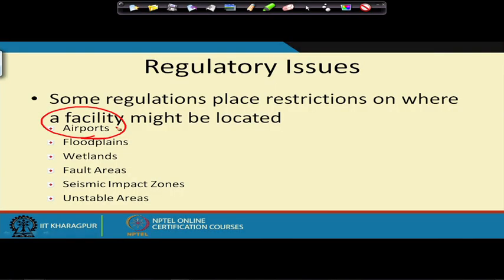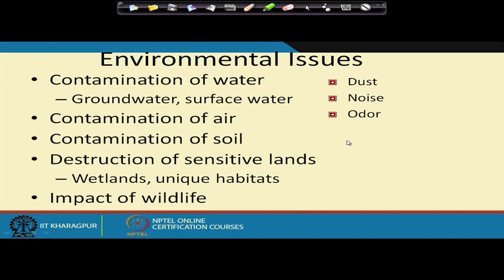Wetlands, again, very close to water, it's a bit better to avoid that. Fault areas, seismic impact zones, unstable areas, again those can create landslides. The garbage slide, so you will have huge garbage slides happening because of an earthquake or something happening in that area. So those things we need to take into consideration. That's why from the regulatory point of view, we have those things highlighted over there. So that's the regulatory issues, and then there are environmental issues.